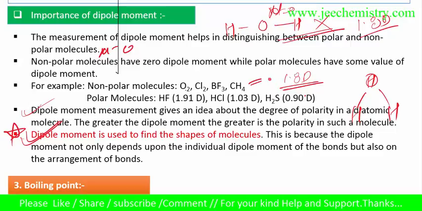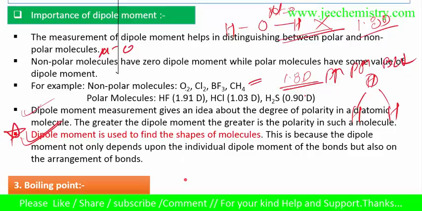If the dipole moment is 0, the molecule will be non-polar. If the dipole moment is 0, there is a possibility that the molecule is symmetric. In this way we can get to know about the shape of molecules. We can also learn the degree of polarity, how polar the molecule is, from the dipole moment. If the dipole moment increases, polarity increases, so the bond length decreases. In this way we can learn something about dipole moments.